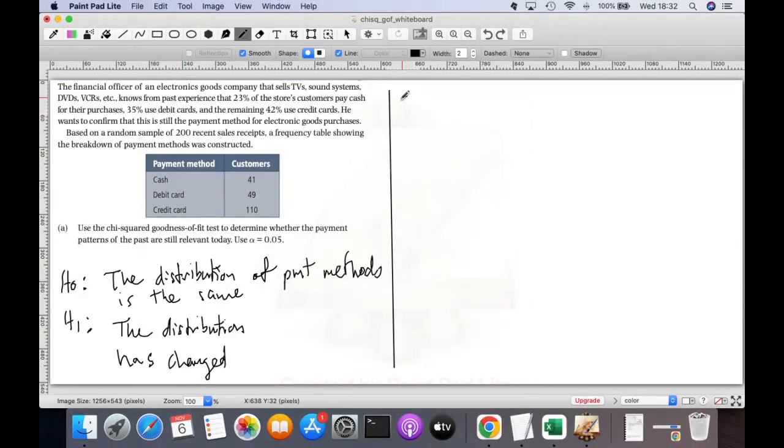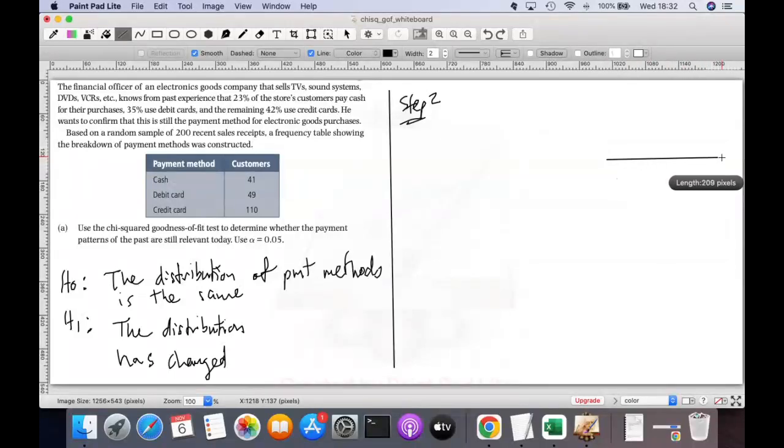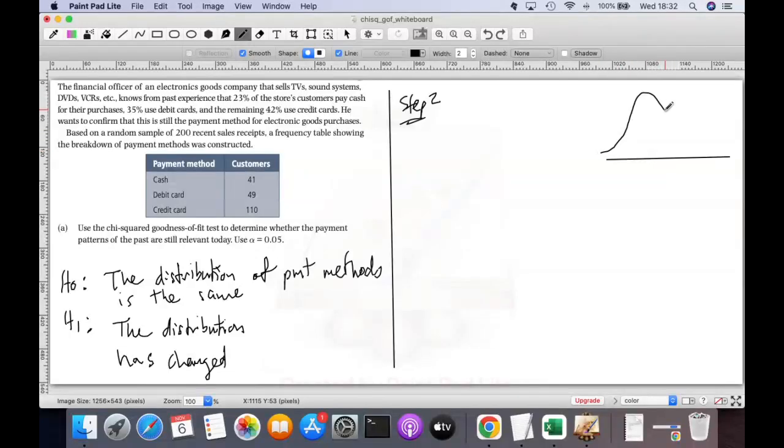All right. Step two, find our critical region or the region of rejection. Remember we're working with the chi-square test, so it's going to be the same kind of sketch with our critical region being on the right. That's a curve like that. Now the size of this area is given in the question. It's 5%. Alpha is 0.05.